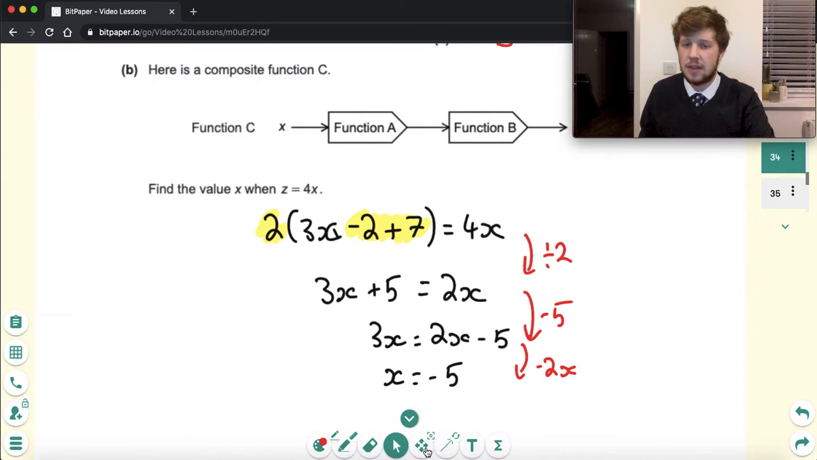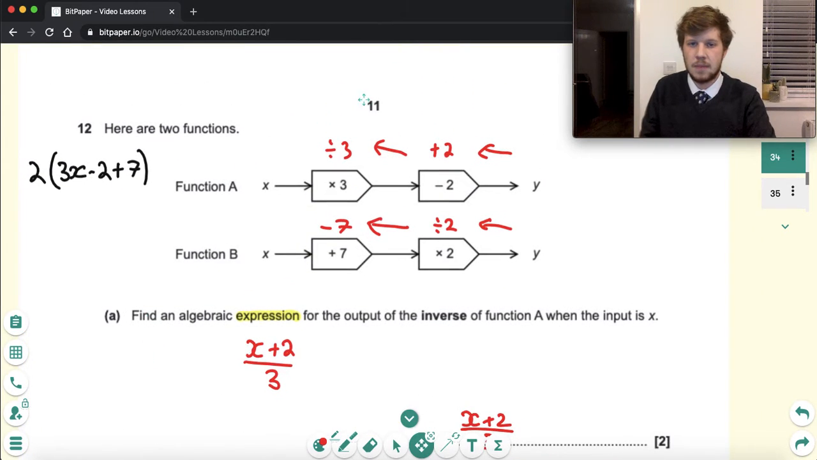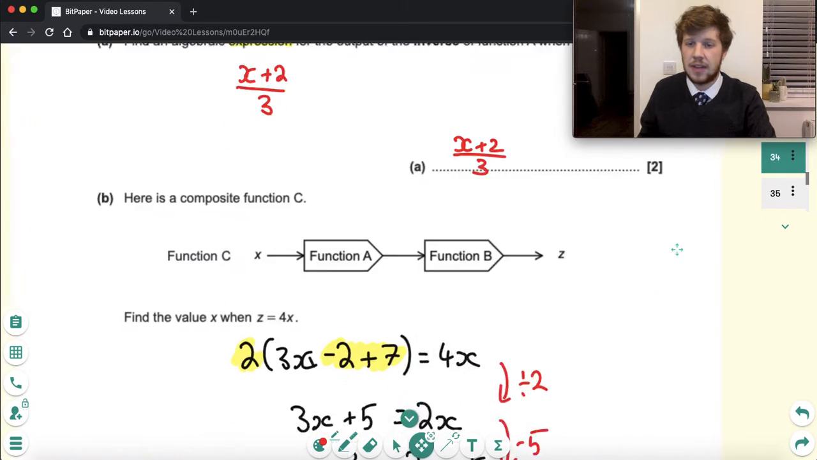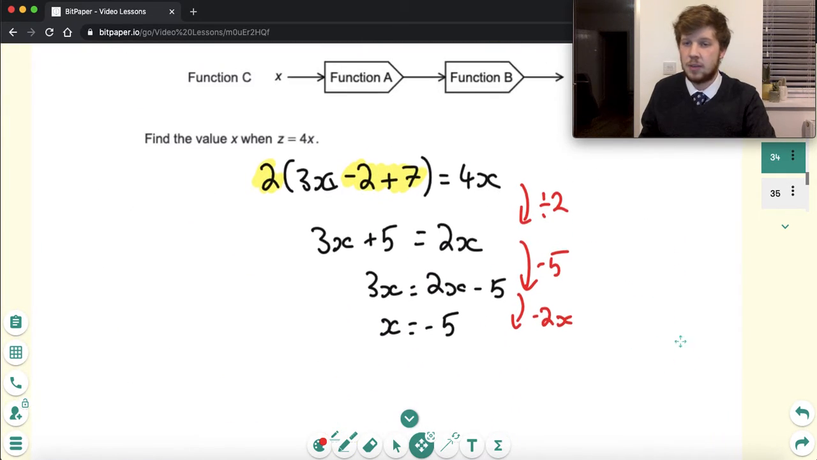And I'm just going to check that. I know that if I start off with negative 5, my final answer wants to be negative 20, because 4 times negative 5 is negative 20. Negative 5 times 3 is negative 15. Take away 2 gives me negative 17. Add 7 gives me negative 10. Multiplied by 2 gives me negative 20. So therefore, I can self-check that this would be correct.